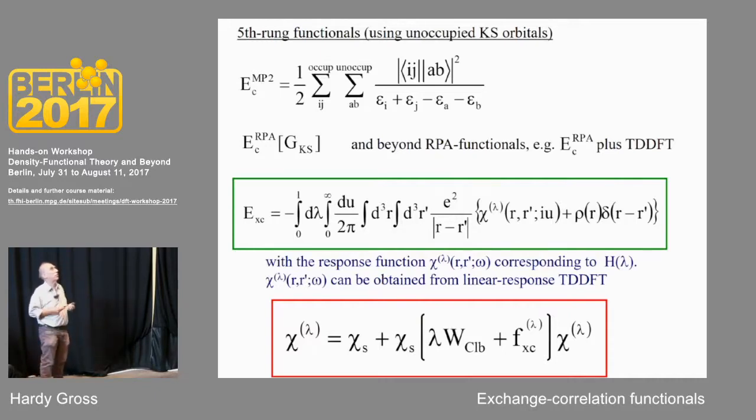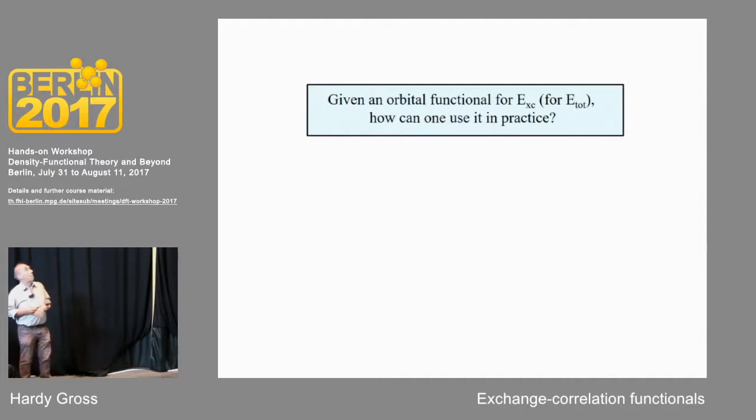For example, you could also put it together with linear response TD-DFT by using this expression. It's another exact way of writing the exchange correlation energy exactly as a coupling constant integral that involves the coupling constant dependent response function. And this you can get from linear response TD-DFT, and all you need is then an approximation for this kernel here. Plug this in here, and you get a beyond-RPA functional. Now, that's the kind of functionals we have.